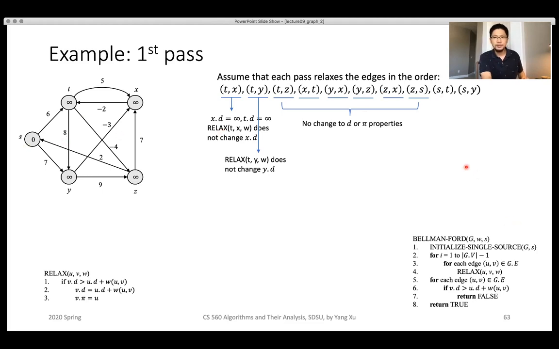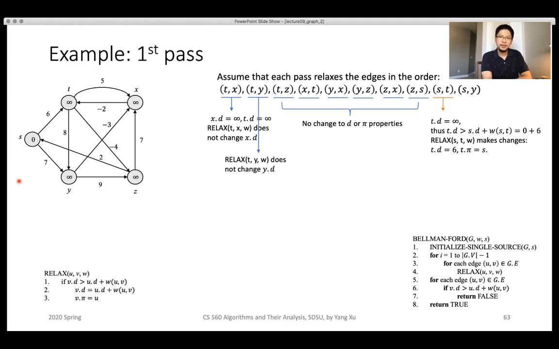So when this edge is relaxed, the d attribute of t will be compared to the d attribute of s plus the weight of the edge, which is 6. Because infinity is greater than 6, the relax will make changes because the if condition is satisfied. Okay, so the d of t will be updated to 6, and the pi, which is the predecessor or parent vertex of t, will be set to s.